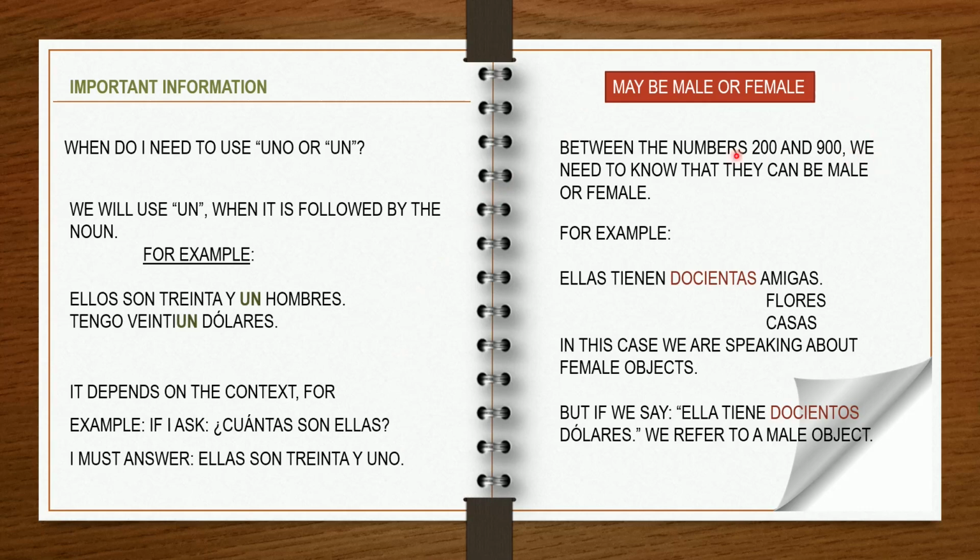Between the numbers 200 and 900, we need to know that they can be male or female. So, for example, ellas tienen 200 amigas. Ellas tienen 200 flores. Ellas tienen 200 casas. In this case, we are speaking about female objects, so we have to use the female version of the word, that is doscientas. But if we say, ella tiene 200 dólares, we are referring to a male object, so we use the male version of the word.